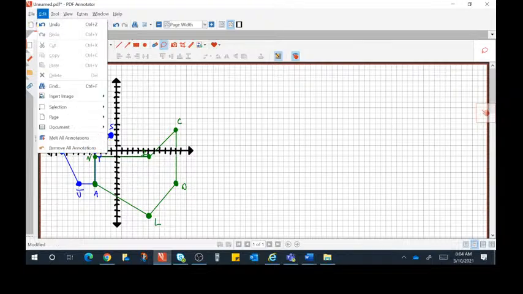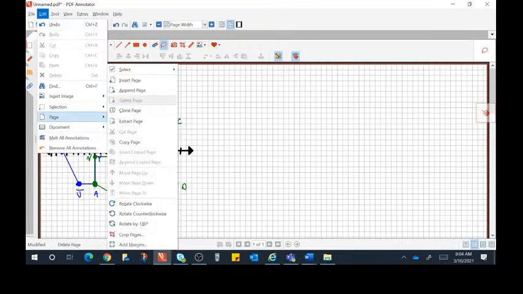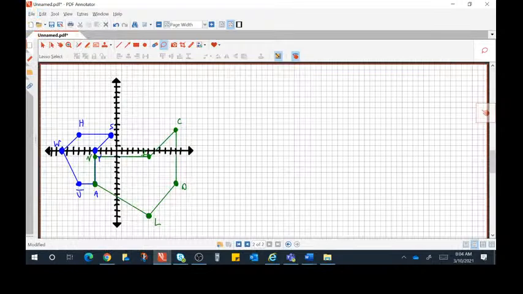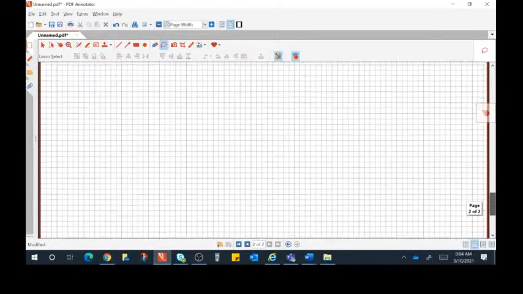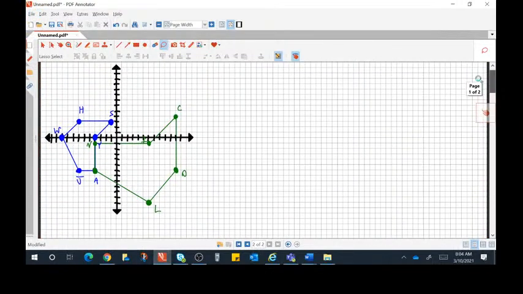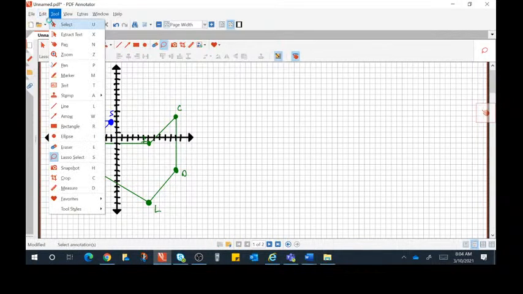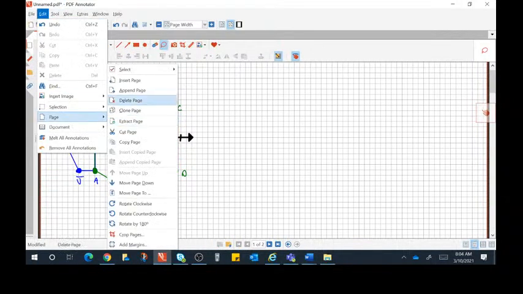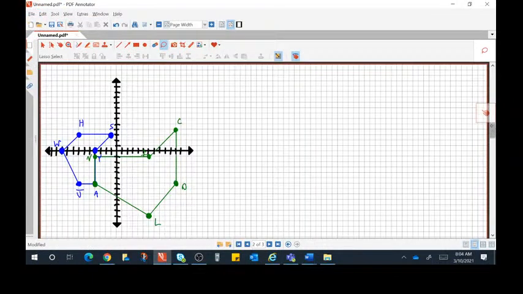I'm going to copy this page. So I have to see here. Let's see here. So I'm going to need 3 of them. So let's do that again. In 5, 4, 3, 2, 1.